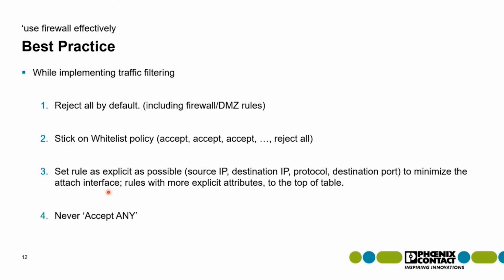As a kind reminder, never use, for example, accept any in your firewall rules. For example, accept any source IP address or accept any destination IP address. That is not good. So make each rule as explicit as possible to minimize the attack surface.